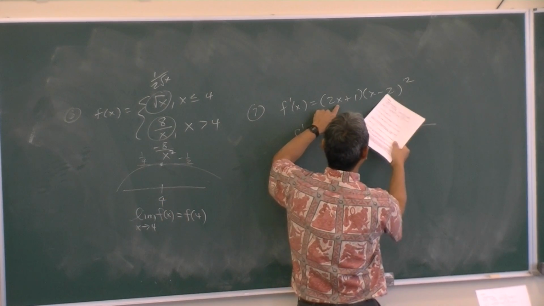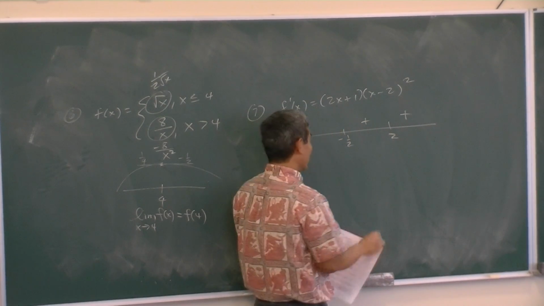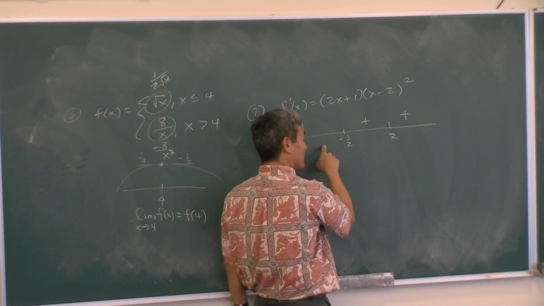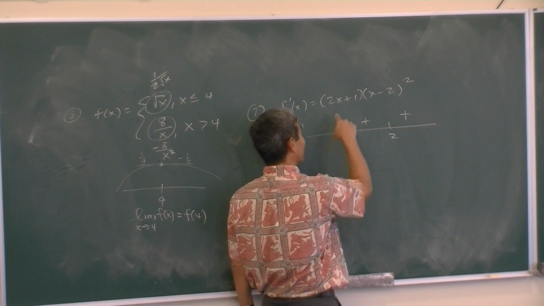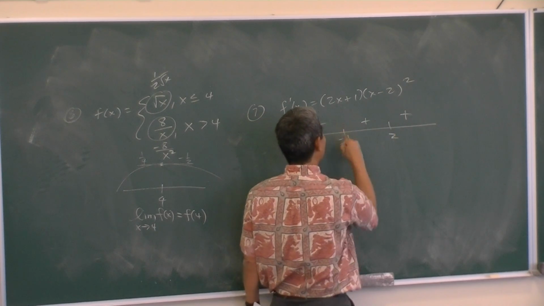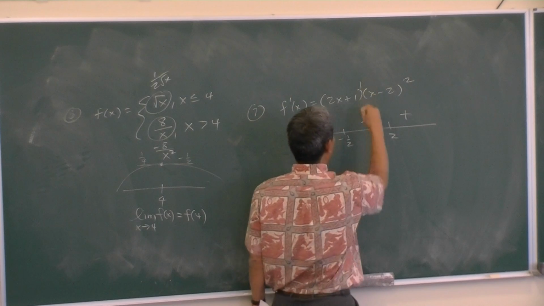Positive times positive is positive. See? Plug in a number smaller than negative half. Negative 1. Negative times positive is negative. Anyway, negative half came from here. Odd power is going to switch.